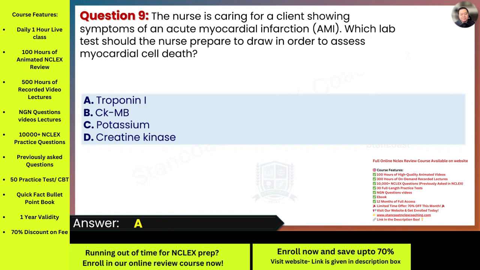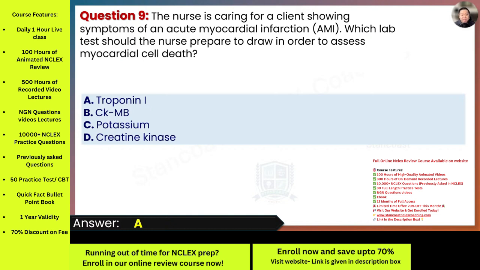Now, what about letter D, creatinine kinase? This is also an enzyme that can be found in many types of muscle tissue, including the heart, skeletal muscles, and the brain. And even though CK levels indicate muscle damage, this is not really specific to the heart. The CKMB isoenzyme would be a better marker if we are trying to assess for myocardial injury, but it still would not be as specific compared to troponin I.